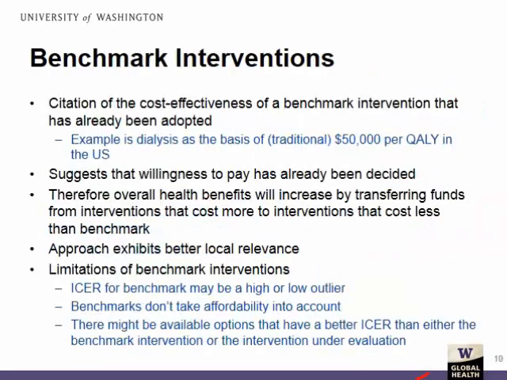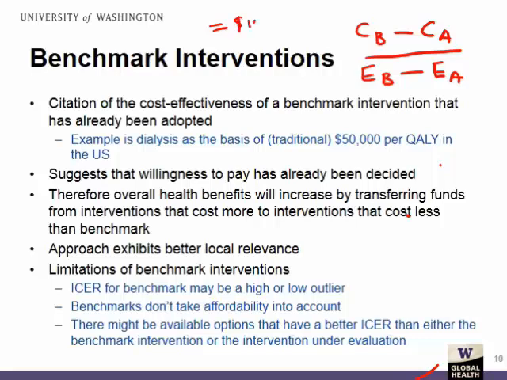So we said that an ISA essentially is the calculation where you have the cost of the new intervention minus the cost of the old intervention divided by the effectiveness of the new intervention minus the effectiveness of the old intervention. So let's say that this calculation gave you $10,000 per quality adjusted life year. So the second way to decide whether this is cost effective is to use what we call a benchmark intervention.